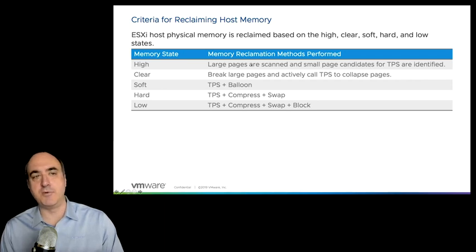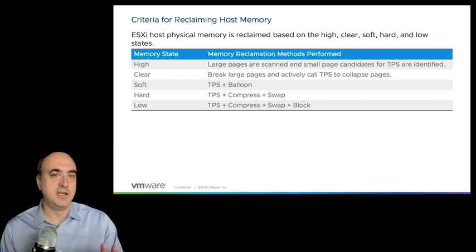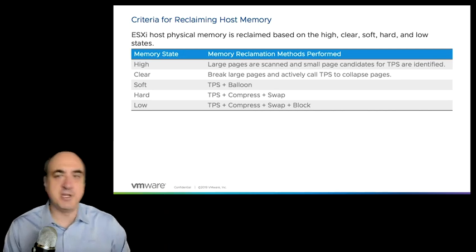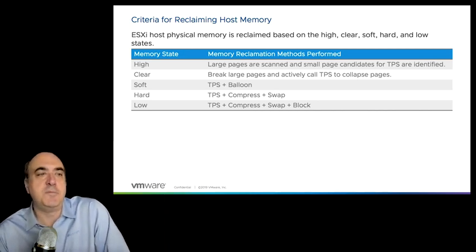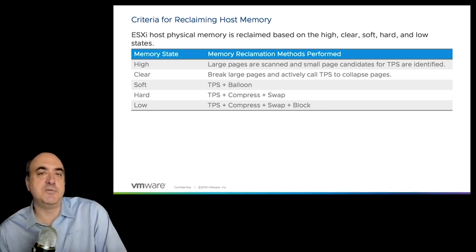But we're not going to take any real aggressive action because remember, page sharing is already disabled. So all it's doing is looking at intra-VM page sharing opportunities. If you've actually enabled page sharing across VMs in some fashion. Again, it's just going to take those large pages and scan them, and any small candidates for page sharing are going to be identified.